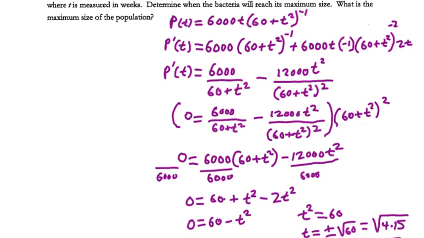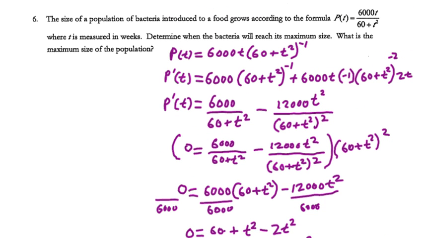Now we're going to do a little number line analysis like we've done in the previous problems. So we go over here to 2 square root of 15. What is 2 times square root of 15? I'll put P prime and P of t below. Square root of 16 is 4, so 2 times square root of 15 is a little less than 2 times 4, a little less than 8. So I think it's going to be 7.7 or 7.8, something like that.